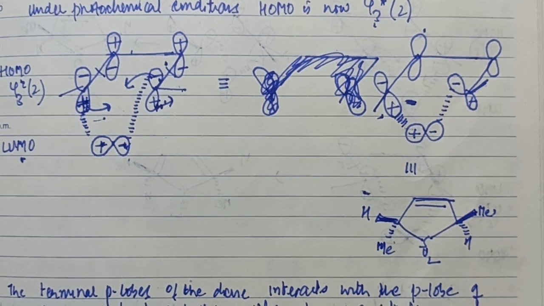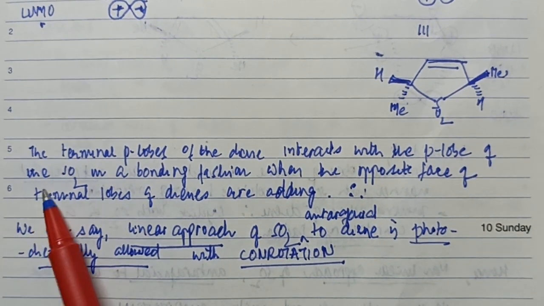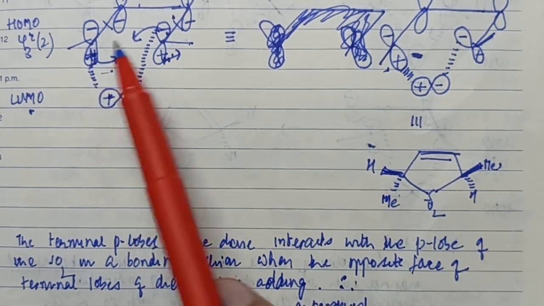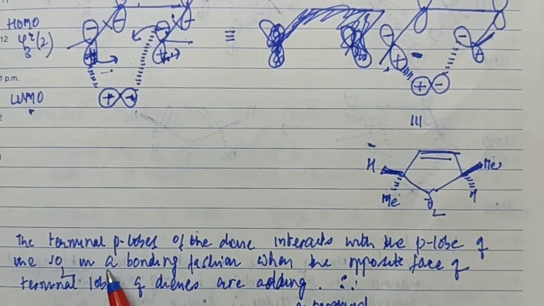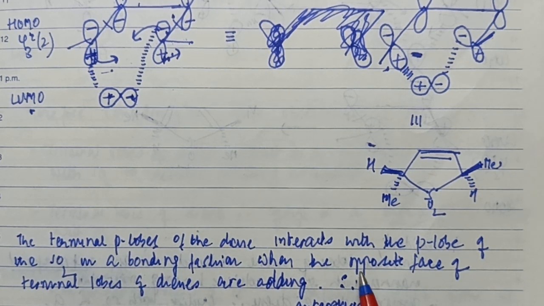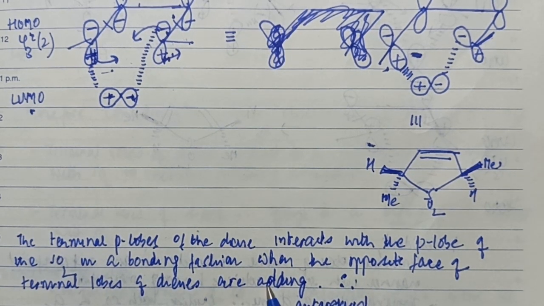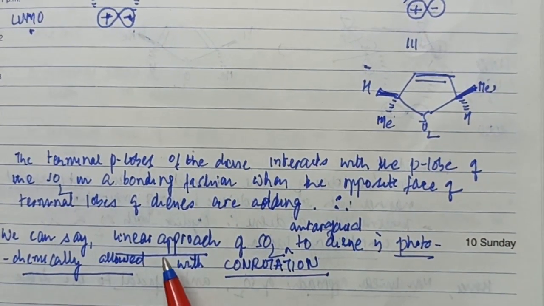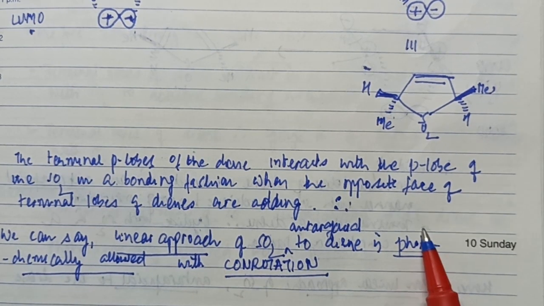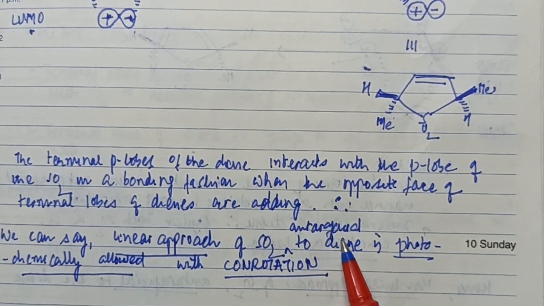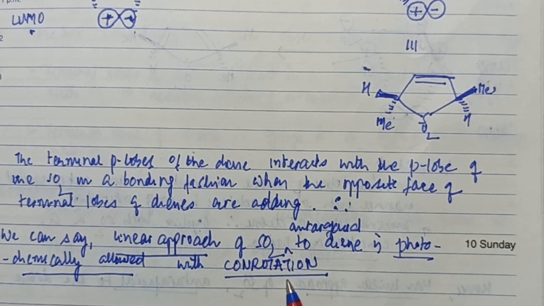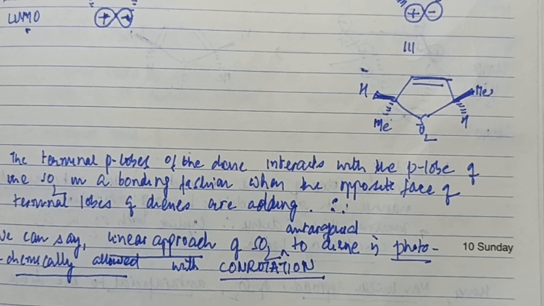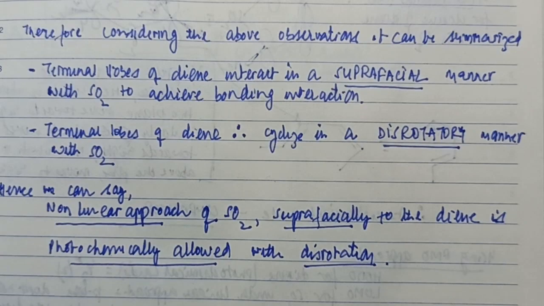Therefore, I can say that the terminal p lobes of the diene interact with the p lobe of sulfur dioxide in a bonding fashion when the opposite face of the terminal lobes of the diene is adding. That means the addition is antarafacial. Hence we can sum up and say that because we are talking about linear approach under photochemical conditions, it is the antarafacial face of the diene which is adding, and the process is occurring under conrotatory ring closure. So this is how we can explain these 4 variables in the case of our heliotropic reactions.